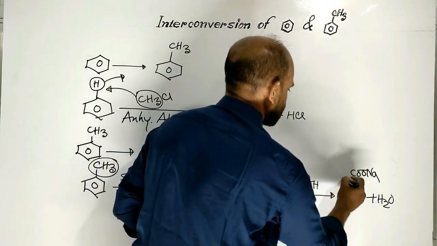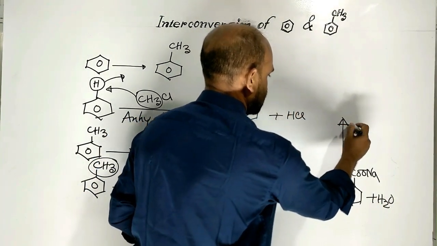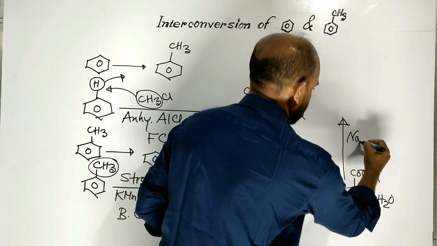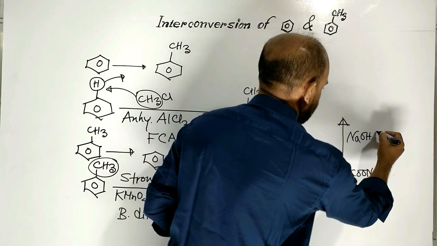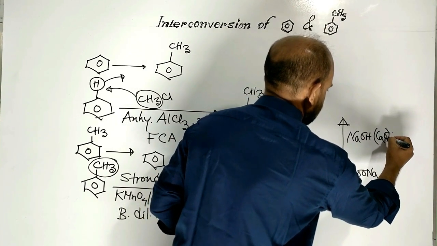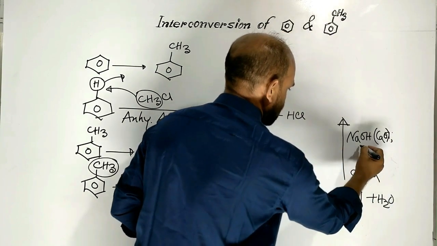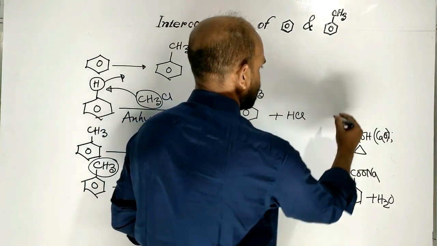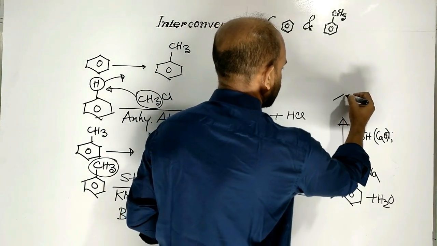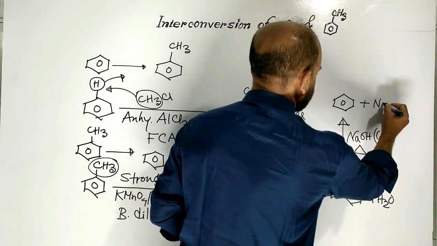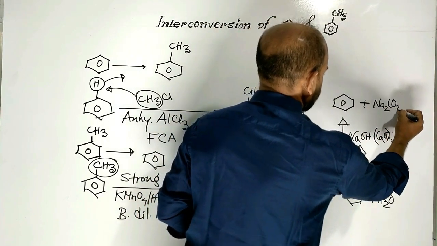Now, this sodium salt of benzoic acid is treated with soda lime. Soda lime is a mixture of sodium hydroxide and calcium oxide, and the reaction is conducted by heating. Then sodium benzoate converts to benzene. Here byproduct is sodium carbonate.